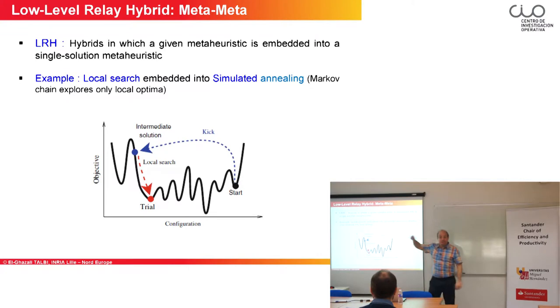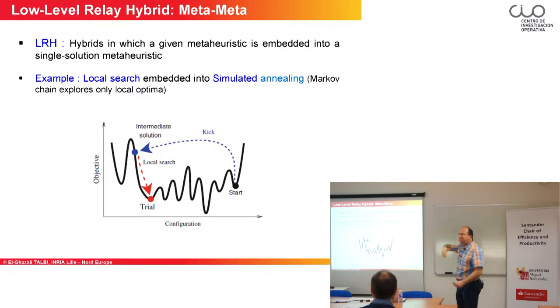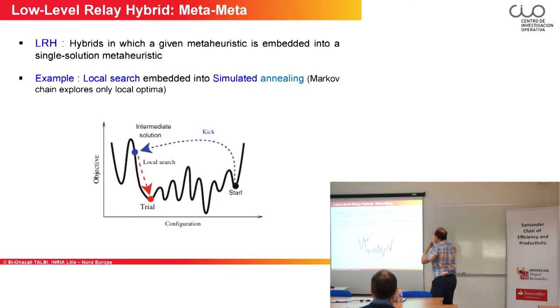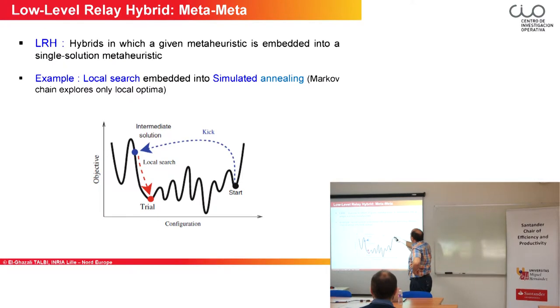Very efficient idea, proposed 15 or 20 years ago, but it's very efficient to solve some problems. What's the idea here? It's low-level relay. For instance, here I will give you an example of a combination between metaheuristics and metaheuristics: embedding some local search in simulated annealing. Just this idea. Are you familiar with simulated annealing and local search?